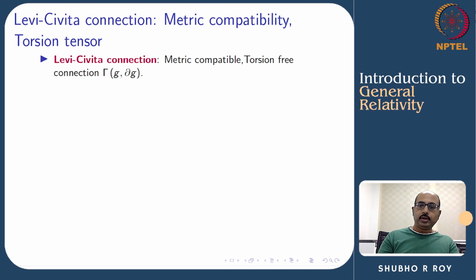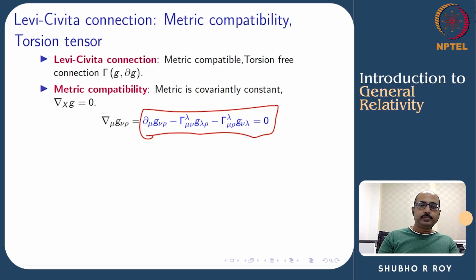Okay, as I said, we need to explore what this Levi-Civita connection is. It is defined to be the unique metric compatible torsion free connection. So big gamma, as a result of metric compatibility and the torsion free condition, will be a function of the metric and the first derivative of the metric. In fact, when we solve these two conditions and write it down, it will turn out to be the Christoffel symbols.